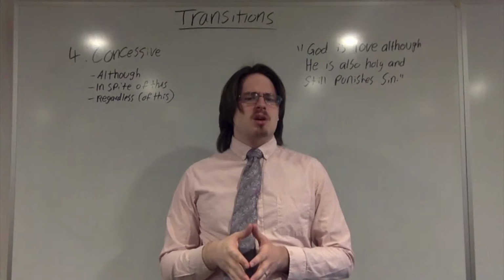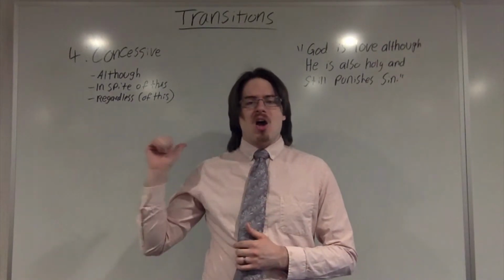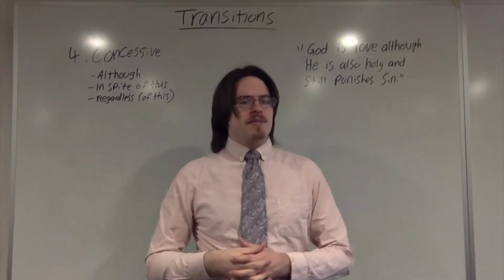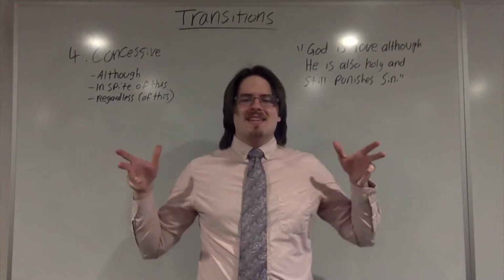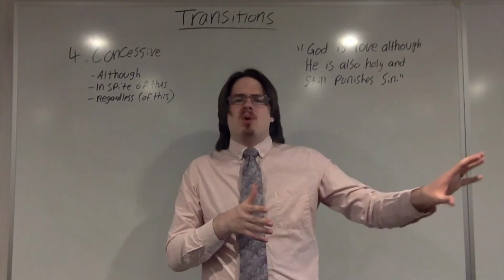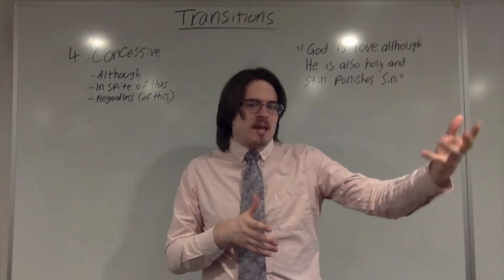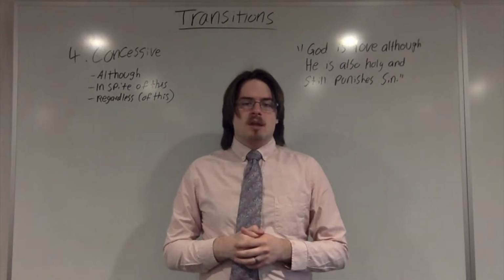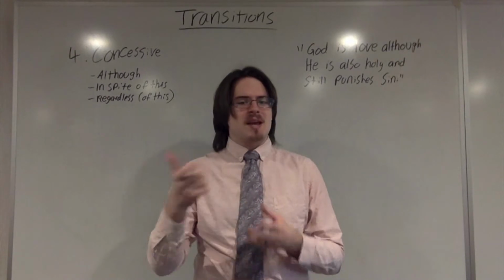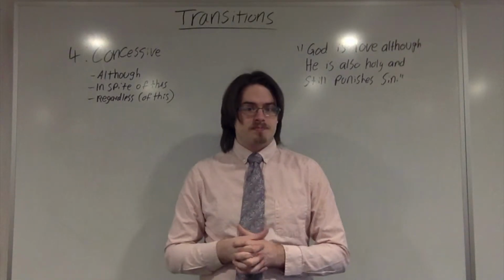Concessive transitions use words like although, in spite of this, and regardless of this. These words indicate that you are conceding, that is, you agree with something even though it may weaken, or at least threaten to weaken, your argument. These words are used as qualifiers to acknowledge counterpoints that temper or balance your conclusion.